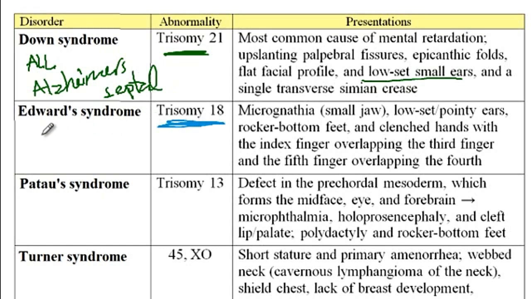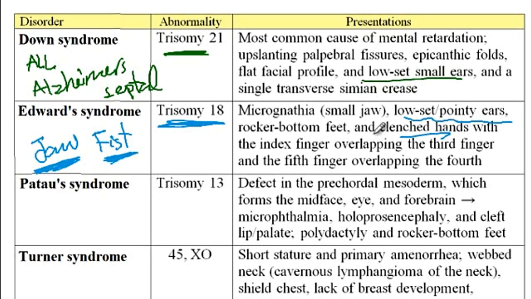And the memory aid that we had was that King Edward is punched in the jaw with a fist. So these patients have small jaws or micrognathia, as well as clenched hands, where the index finger is overlapping the third finger, while the fifth finger is overlapping the fourth finger.